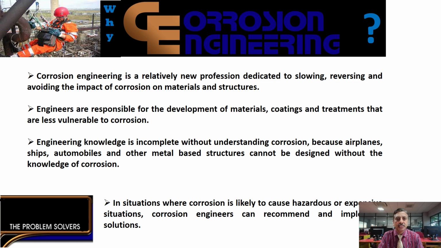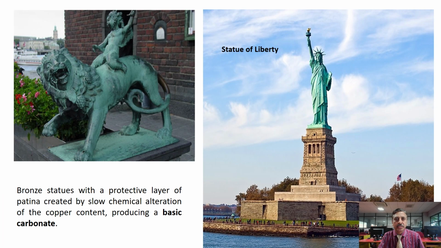So, engineering knowledge is incomplete without understanding corrosion because aeroplanes, ships, automobiles, and other metal-based structures cannot be designed without the knowledge of corrosion. So, in situations where corrosion is likely to cause hazardous and expensive situations, corrosion engineers can recommend and implement the solutions. This is how corrosion is important.